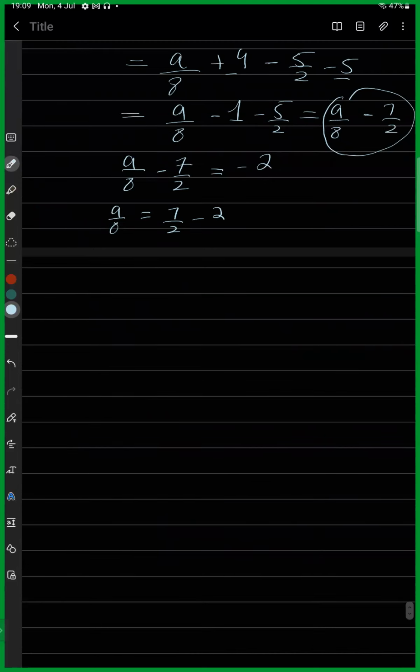So a by 8 would be equal to 7 by 2 is 3.5 minus 2 is 1.5. So I can write it as 3 by 2 and I can take this 8 there. So this would give me a equals 3 multiplied by 8 by 2. This is 4 and this would give me a equals 12. So this is going to be the answer.